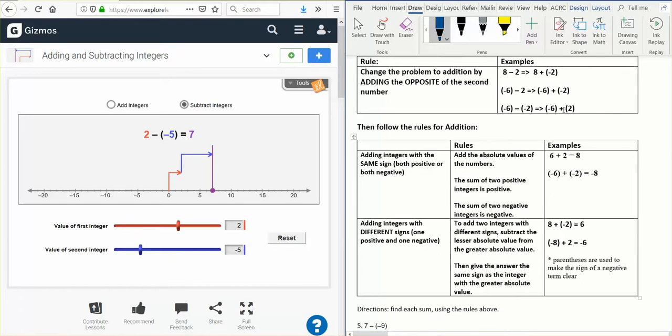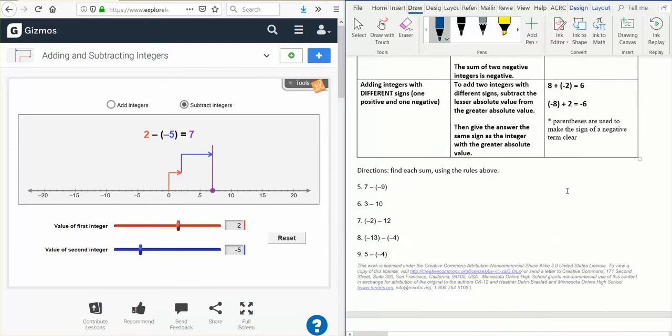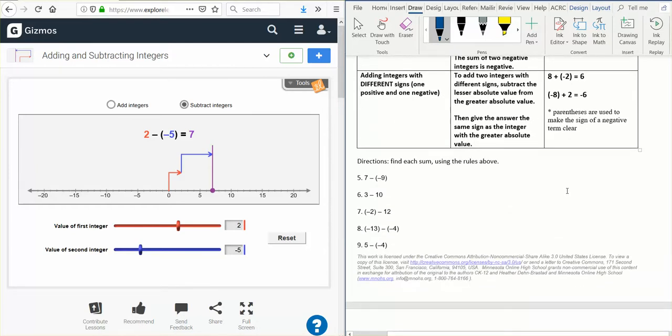And then, once you have your addition problem, then you follow the rules that we used in the last assignment on adding integers. Let's look at some examples where we are going to rewrite these using addition, and then we will use the addition rules to add our integers.